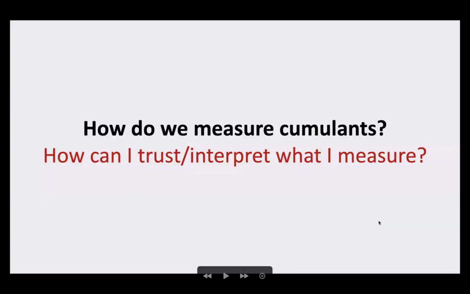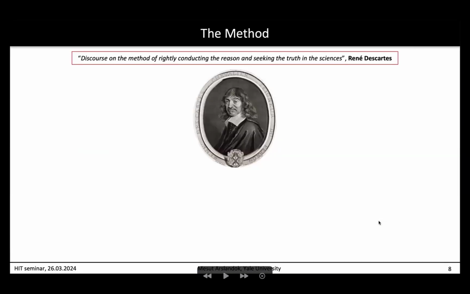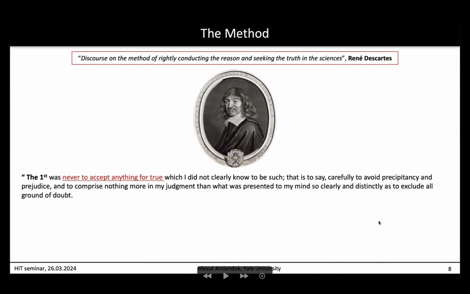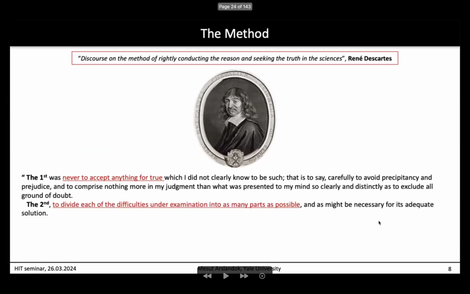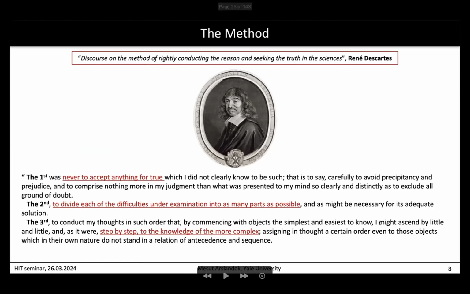Yeah, so now I will tell you why I do it. This is actually a quote from Descartes that I like very much, on how to approach a problem scientifically. Number one, never accept anything for true. You have to really make sure that your data and everything in every step is correct. The second thing is to divide each of the difficulties under examination into as many parts as possible. So each individual signal and also each individual detector effect, only then you can move on. And in the end, step by step, get to the knowledge of the more complex.